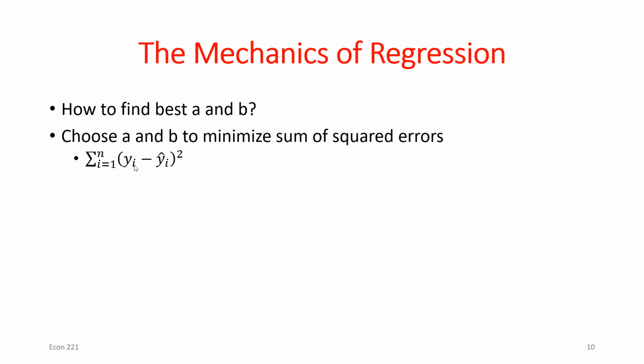For every observation, I'll take the actual Y and look at the difference between that and the predicted Y value. That represents my error term. I'll then square that error. So every single error now is positive. Even if the error was negative, now it's positive.